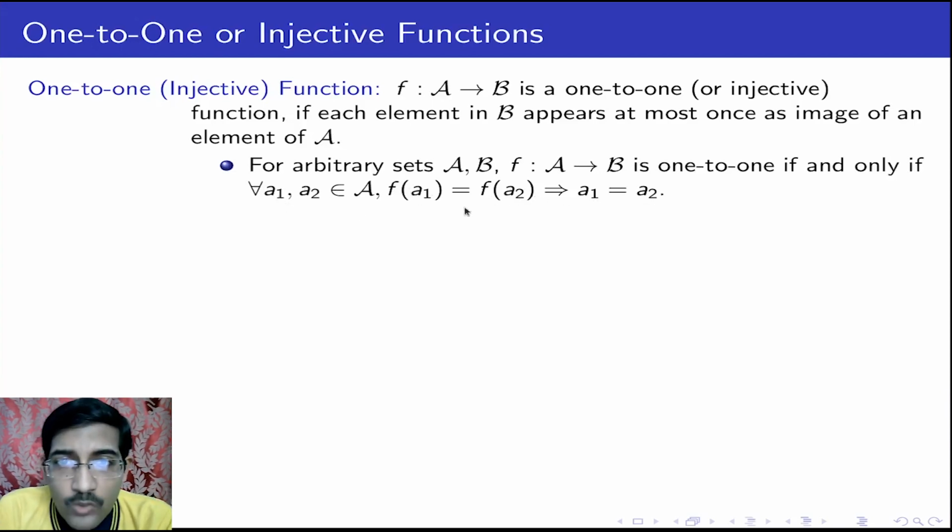Formally, if you go by the contrapositive notion of this, you can also say there exist two elements in A, let's say a1 and a2, which are different. They must map to two different elements in B. So going for the contrapositive, when a1 not equal to a2 implies f(a1) not equal to f(a2). That is also the same definition, telling it in a contrapositive way.